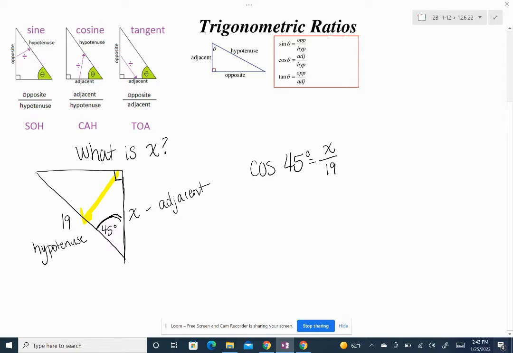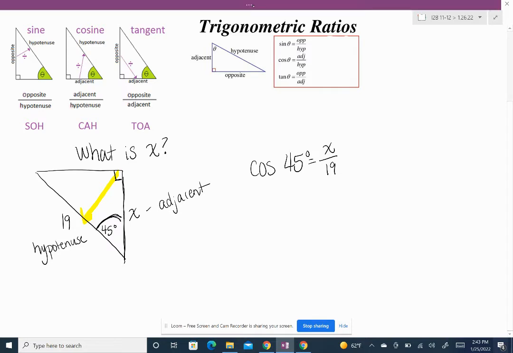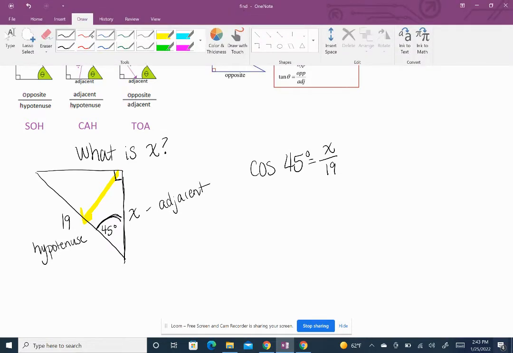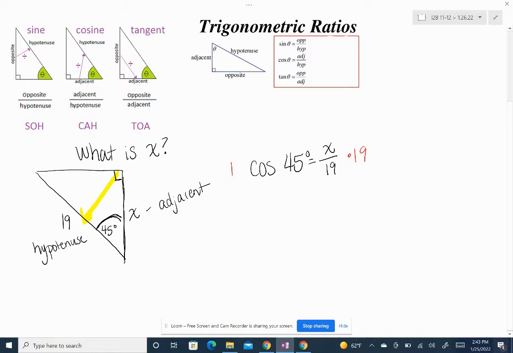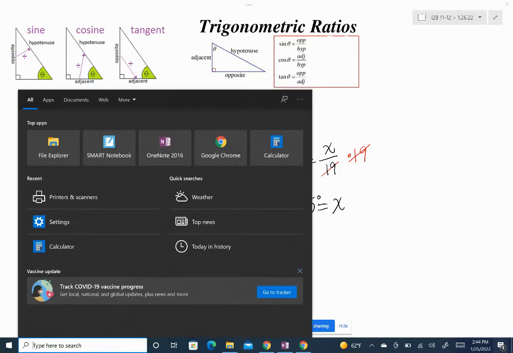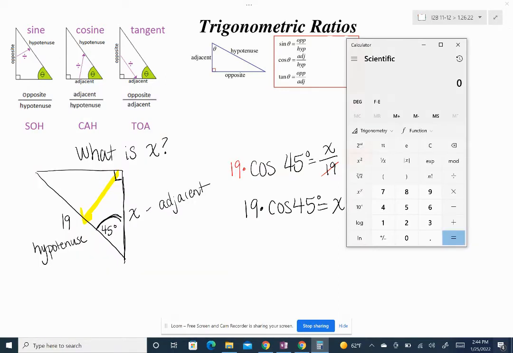Okay, so we need to get x all by itself. So I'm going to multiply both sides by 19. That cancels out. And 19 times the cosine of 45 degrees is going to equal x. Okay, so now this is just a calculator problem. Make sure it's in degree form. So right here it says DEG. The other form would be radians, which is RAD. We're not doing radians right now. We're just going to focus on degrees.